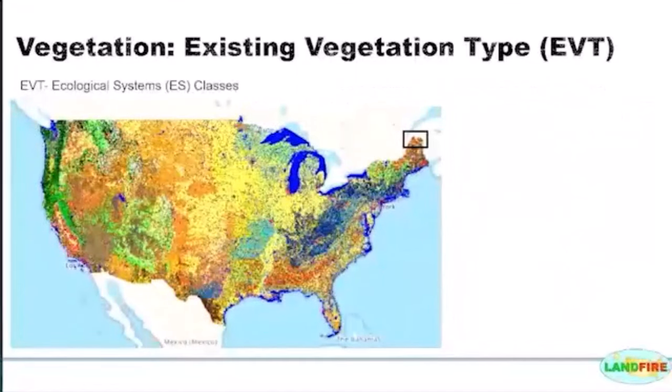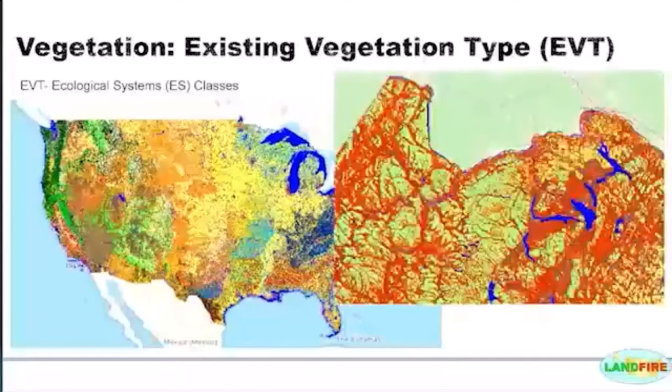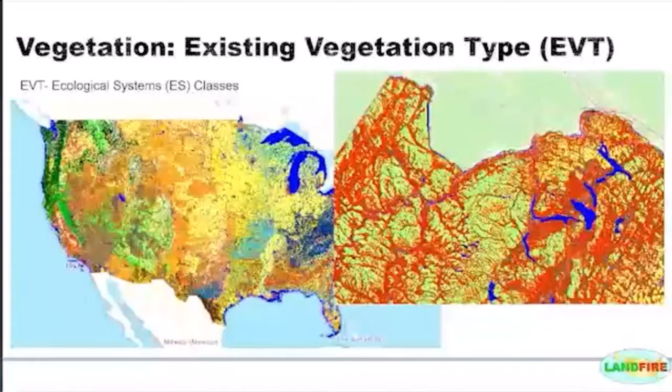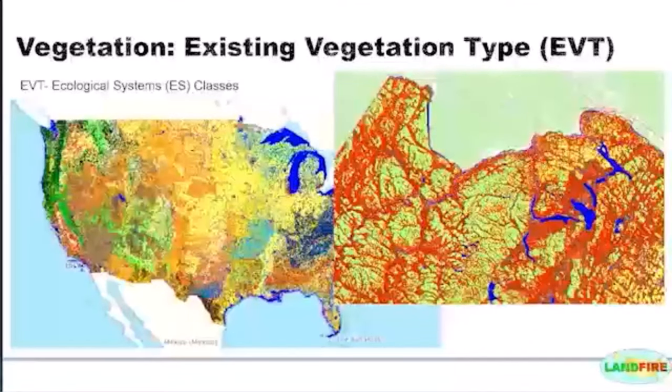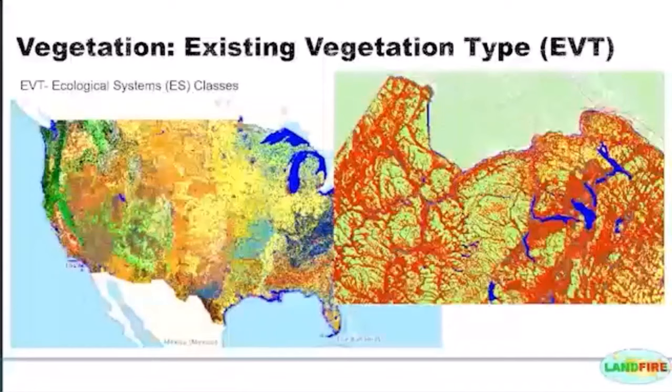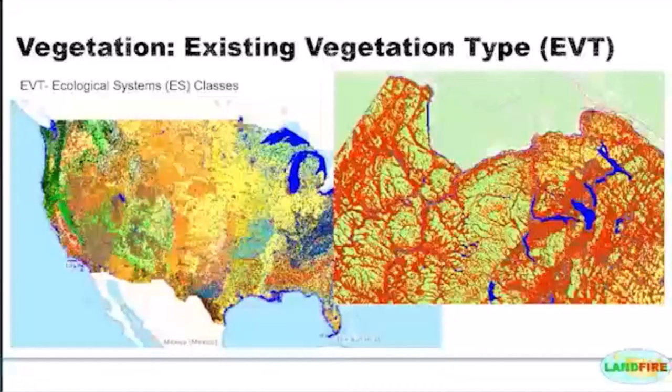So here's the entire United States ecological systems. You can't really tell what's going on, but you can easily zoom in. I just zoomed in on northern Maine there, but you can see the detail of the vegetation classes. And anyone can go to our website and zoom in to wherever they want.